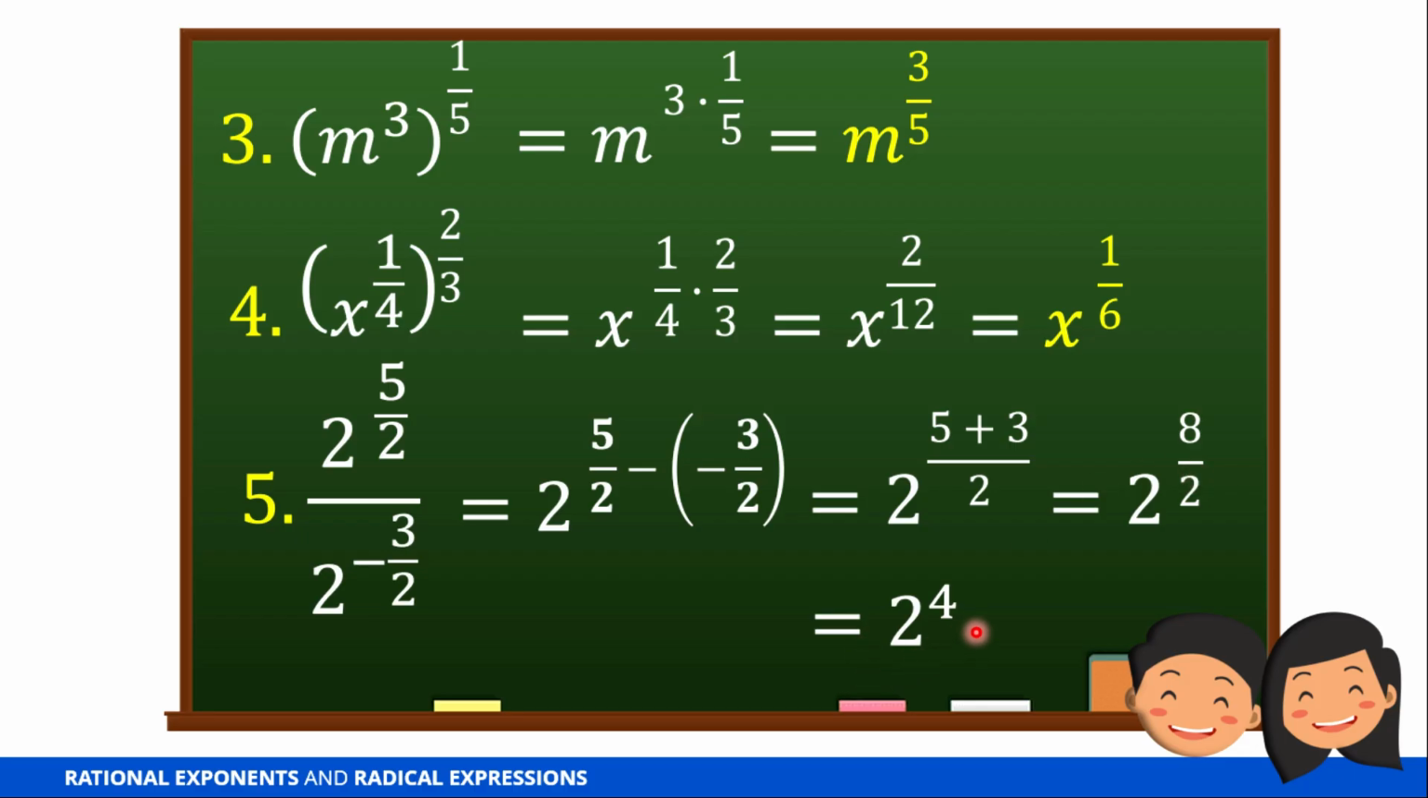So, we have 2 to the 4th power. Now, simplify natin ito. 2 times 2 times 2 times 2. That is equal to 16. 16 is our final answer.